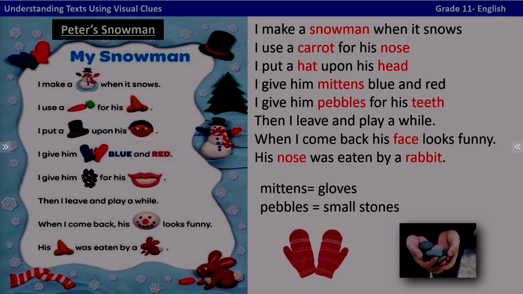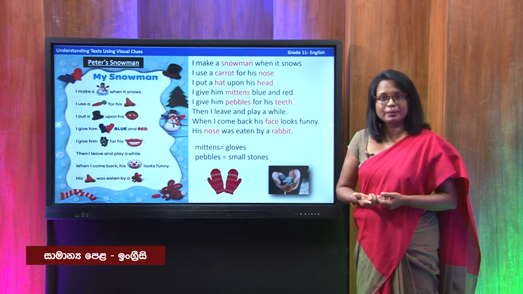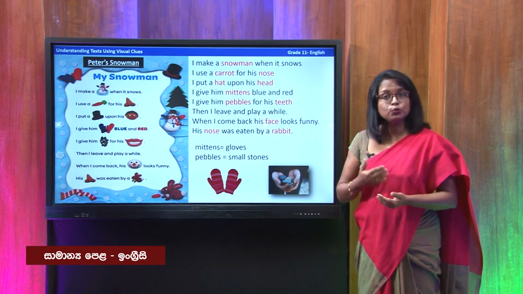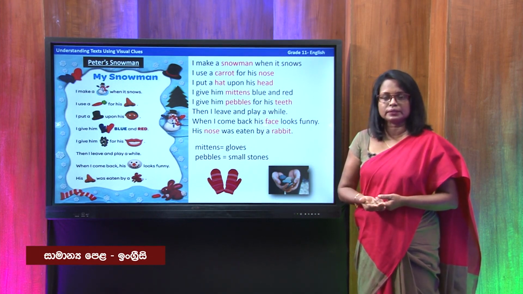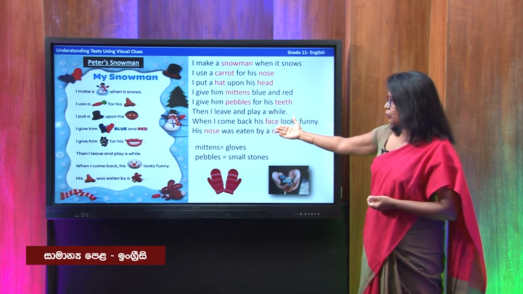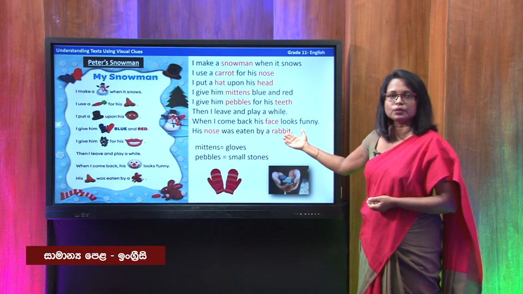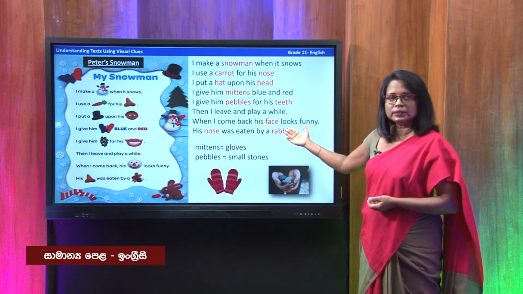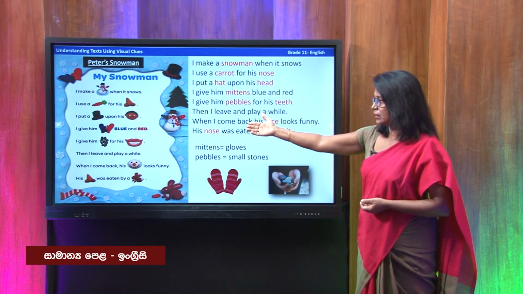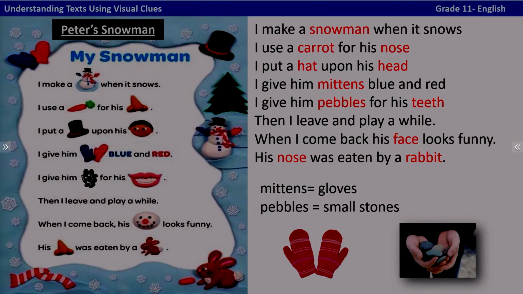Okay. Now in this situation, what helped you to understand the meaning of this poem? Remember, earlier I gave you the same poem with the blanks, and you found it quite difficult to fill the blanks because you are not familiar with this context. But now, when I gave it with the pictures, it helped you to understand the meaning of the poem. So children, these are the visual clues, and the visual clues help you to understand the meaning of a poem.